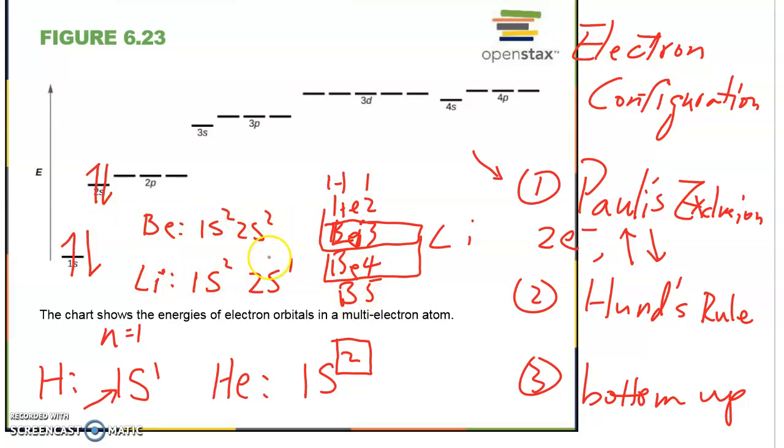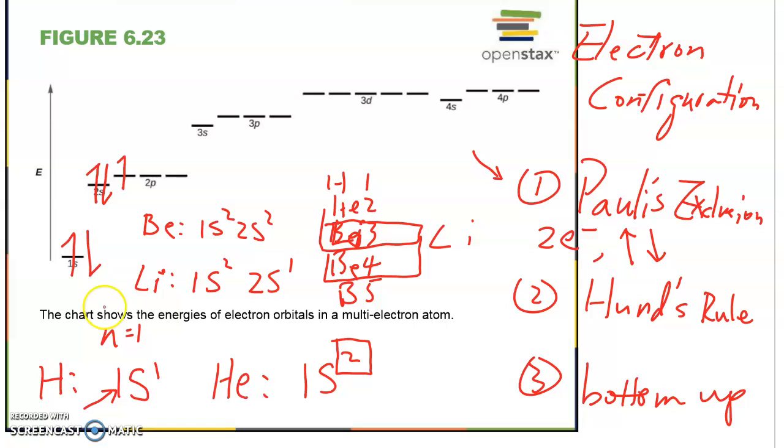If I go to the next one, boron, I will have 5, so there will be 1, 2, 3, 4, 5. Okay, so what about 6? Where do I put the 6th one? What is the one after it? It will be carbon. How do I do carbon?